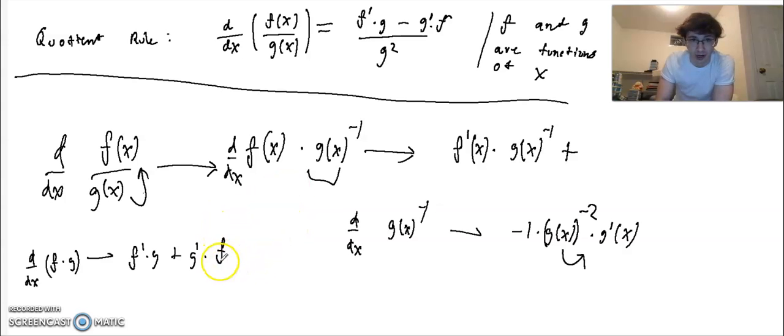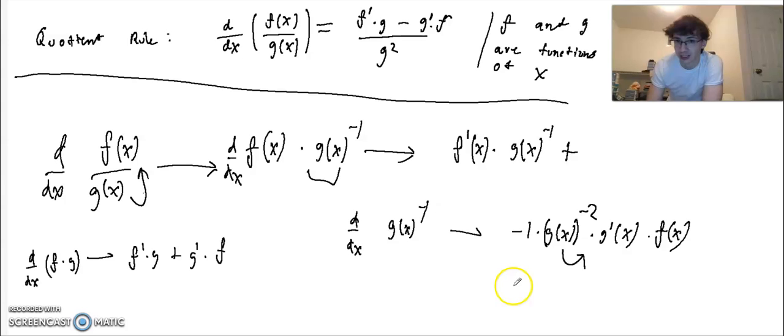So we can't forget about our regular f of x. So then it's times f of x. So let's move on. So we got negative g of x to the negative 2 times g prime of x times f of x.